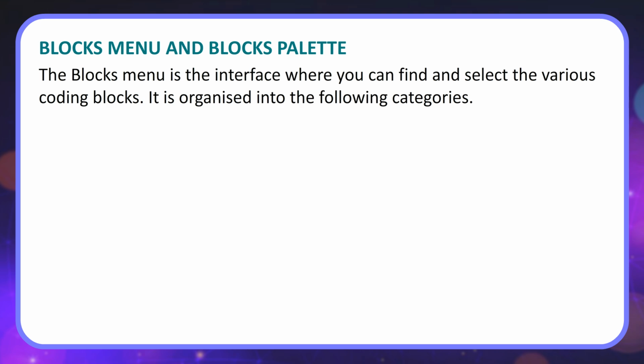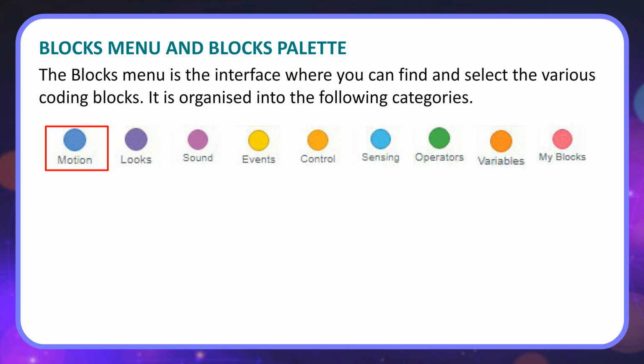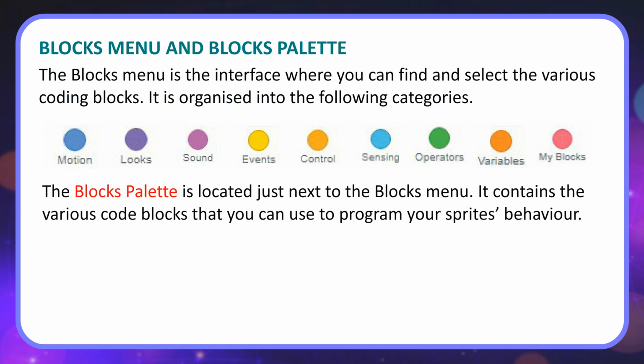Blocks menu and blocks palette. The blocks menu is the interface where you can find and select the various coding blocks. It is organized into the following categories: motion, looks, sound, events, control, sensing, operators, variables, my blocks. The blocks palette is located just next to the blocks menu.